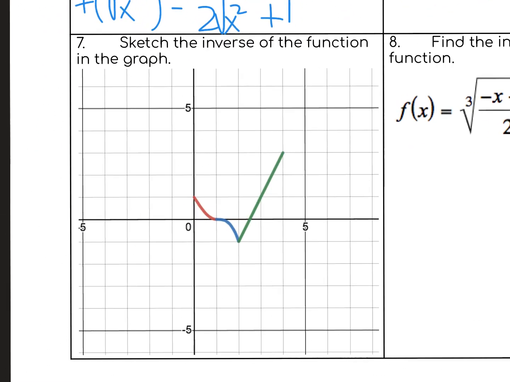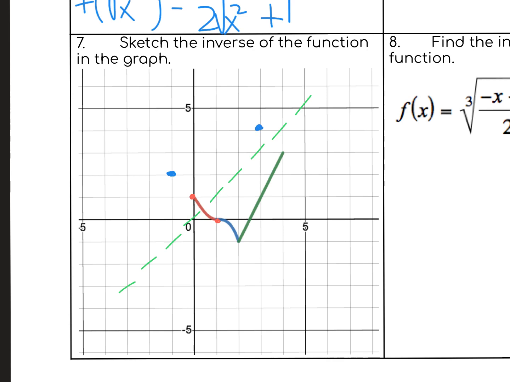Sketch the inverse of the function in the graph. Okay, if I'm sketching, I kind of want to put in the line y equals x, because that will help me figure things out. So I have the point 0, 1, that becomes the point 1, 0, so these points just flip-flop. And then I have the point 2, negative 1. 2, negative 1 becomes negative 1, 2. And I have the point 3, 4, so that becomes 4, 3.